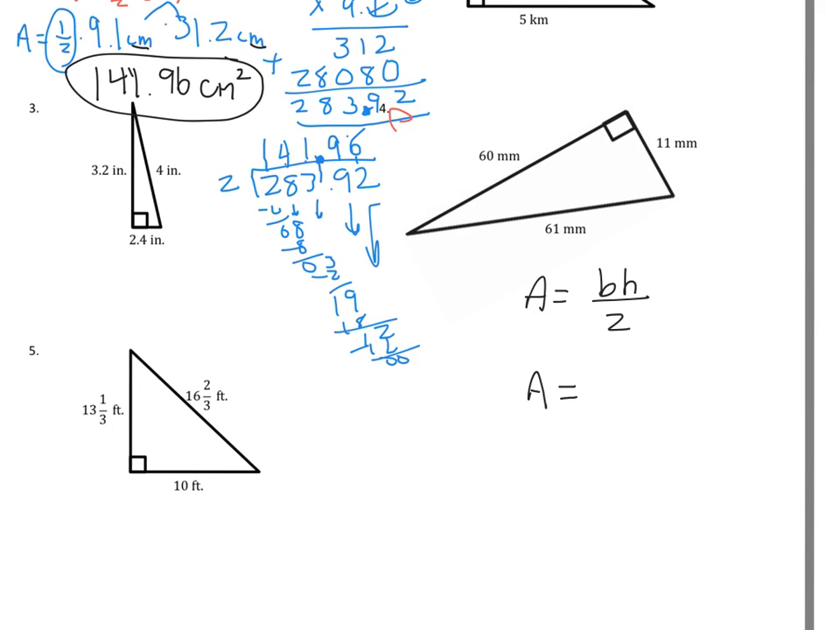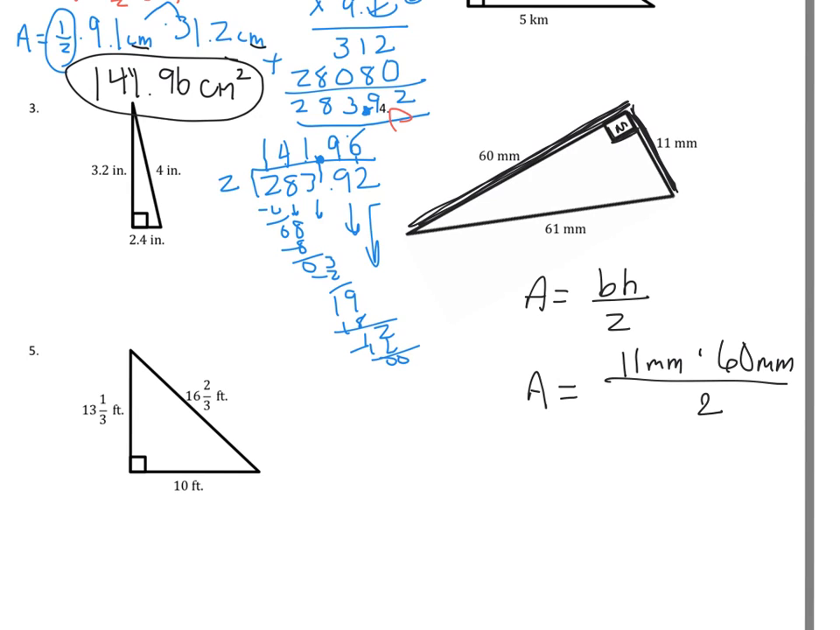I know my base is going to be right here where the 11 is, and my height is going to be 60 because they form a perpendicular set of line segments, meaning there's a 90-degree angle right there. So I'm looking for that, and I'm finding those. So I have my base is 11 millimeters times my height of 60 millimeters, and that's all divided by 2.